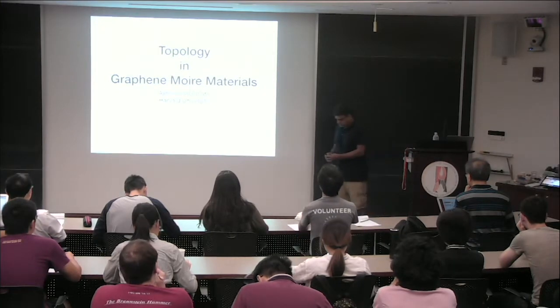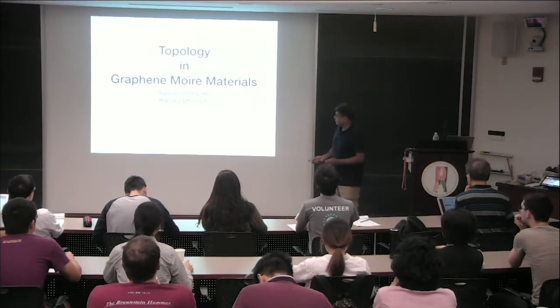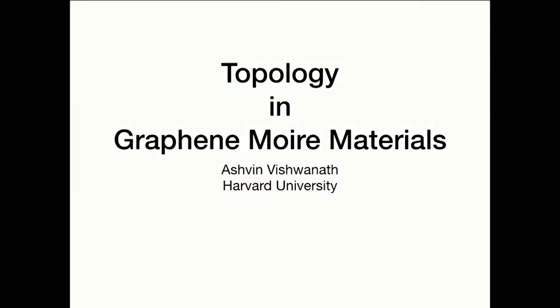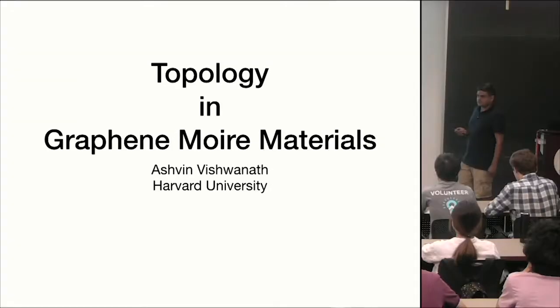Okay, so let me now focus on these Moire materials. There are many different aspects that one can talk about regarding these graphene Moire materials, but I'll focus on their band topology. That's one thing that we have been very interested in, and I'll try to argue that potentially they are important for understanding the physics of these materials, where it's clear that interaction effects are very important.